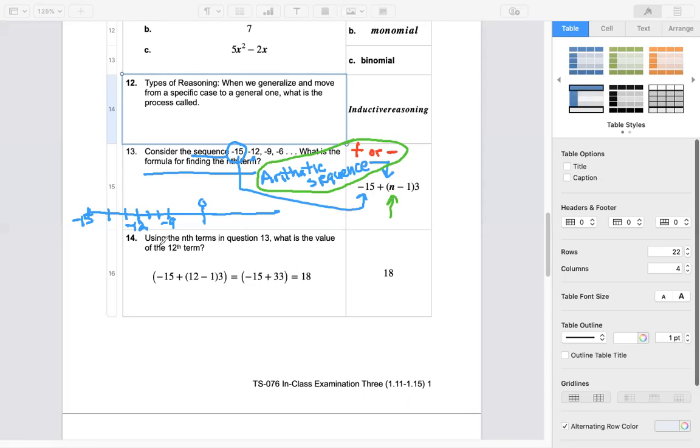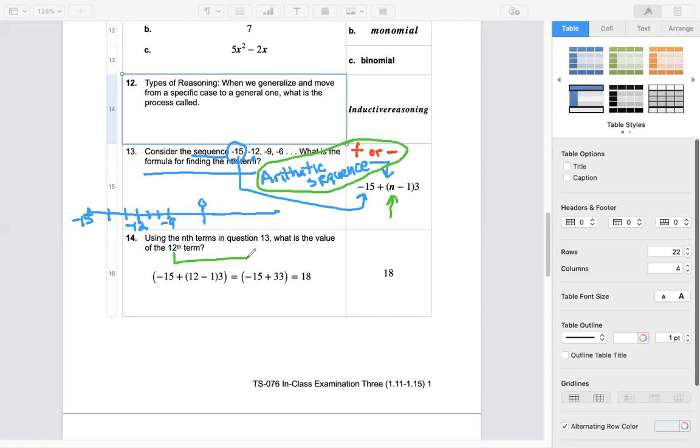Okay, moving on to number 14. It says, using the nth term in question 13, what is the value of the 12th term? So really, if I was writing this, I probably would have rewritten this to say using the formula in question 13, what is the value of the 12th term? So let's plug in our formula. Starting value, negative 15, plus n. The n is the term we're trying to find. I'm circling it on the screen here. So n, in this case, they want to know the 12th term.